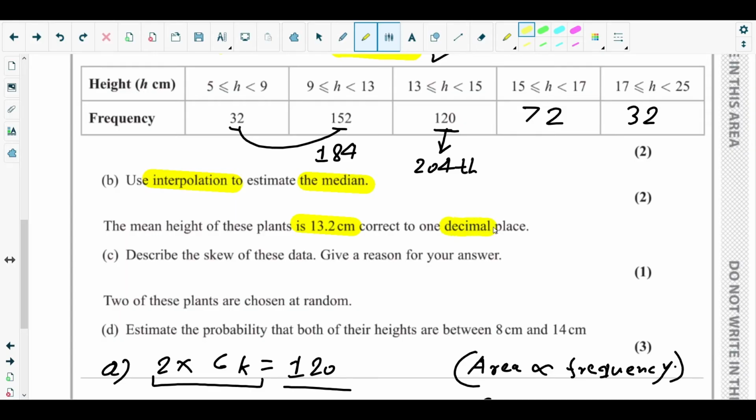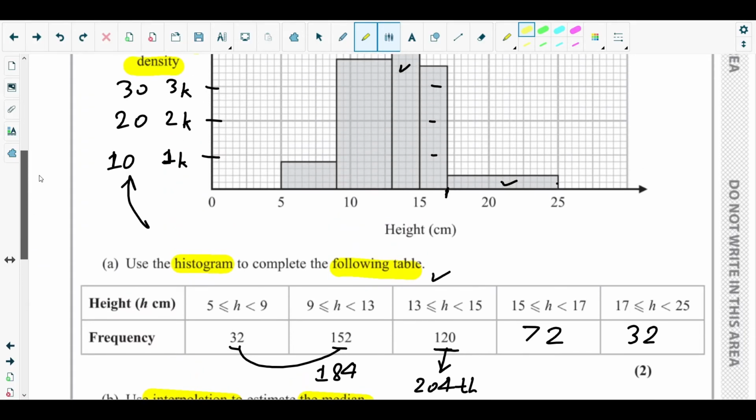The mean height of these plants is 13.2 centimeter, correct to 1 decimal place. Describe the skew of these data, giving a reason for your answer. So we need to tell how the data is skewed, from the values of mean and the median, and also considering the histogram.